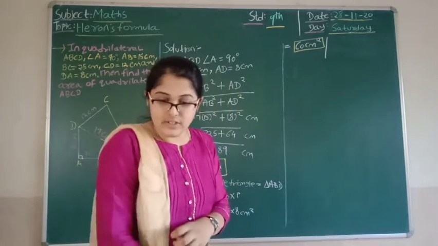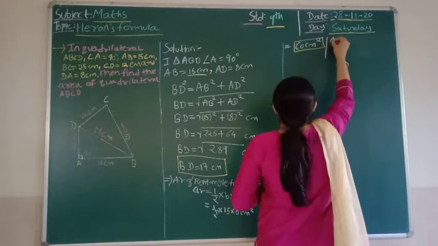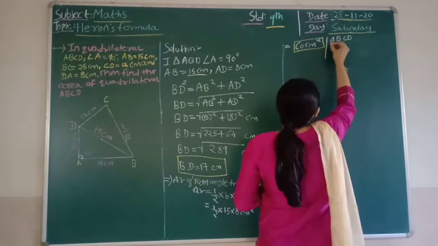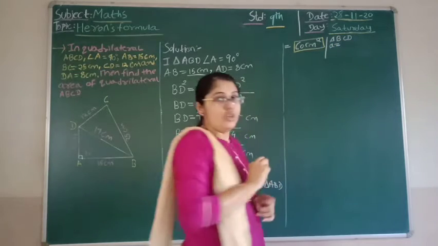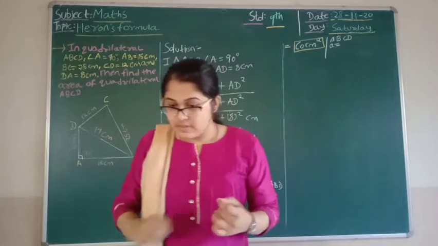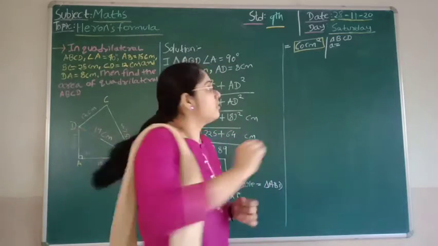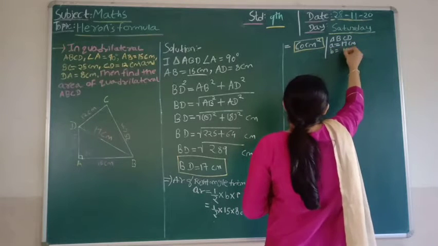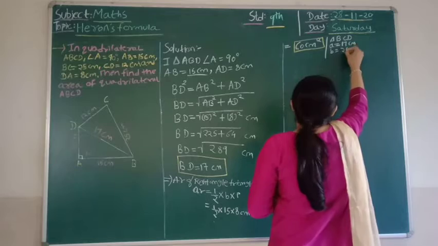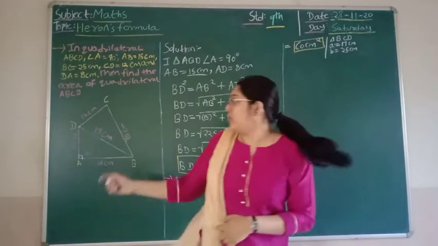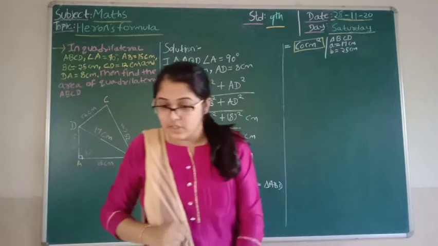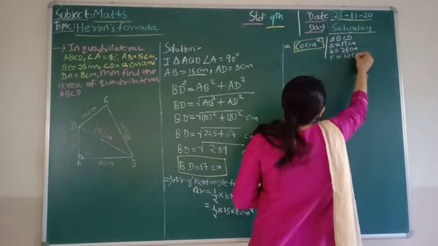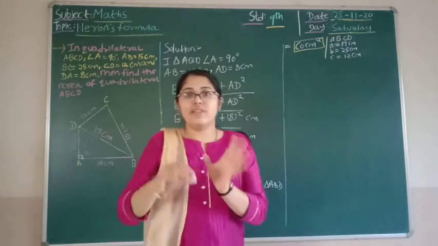First we will write a triangle BCD, in which A is equal to 17 centimeter, B is equal to 25 centimeter, and the remaining is 12 centimeter. So I can say C is equal to 12 centimeter. So we have the sides now.